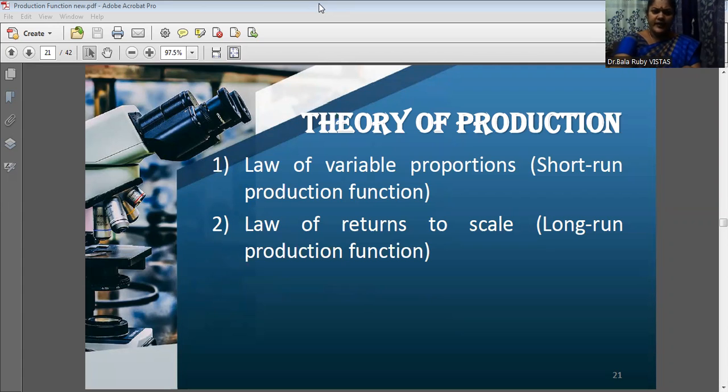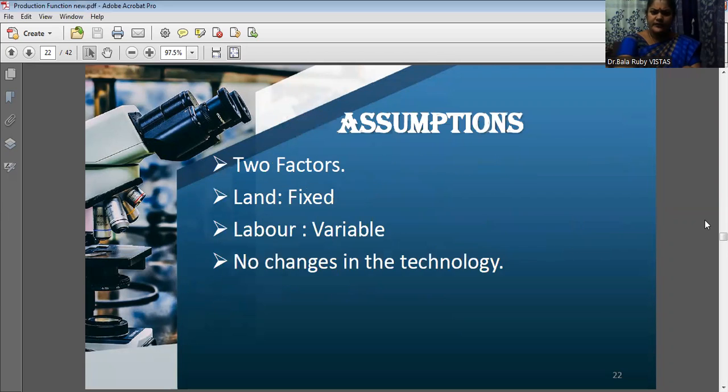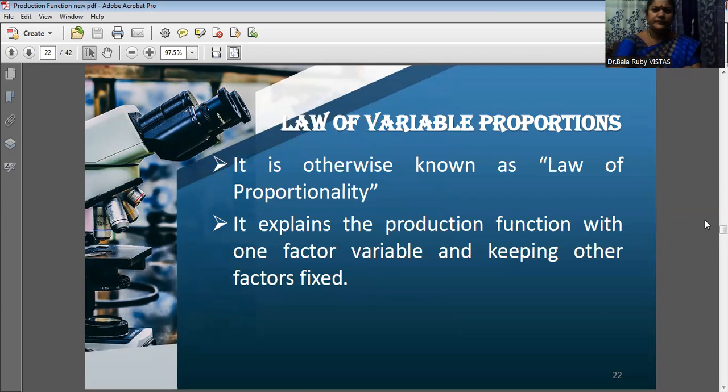The law of variable proportions is a production function. It explains the relationship between input as well as output. That is the meaning of production function. So, in the law of variable proportions, we are discussing the relationship between input as well as output. At the same time, here we are keeping one factor as a variable factor and other factors are constant factors.